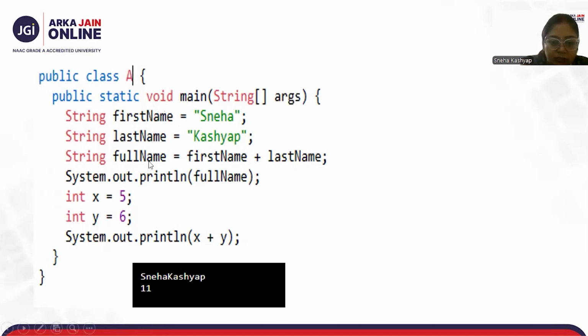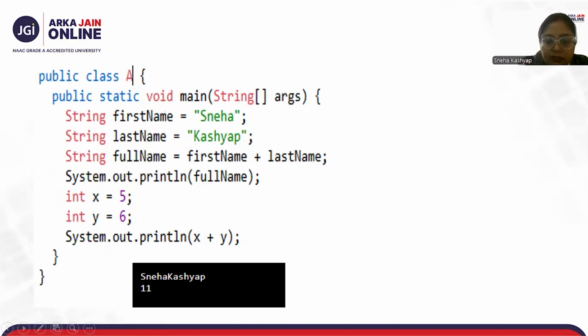Now in the variable full name, what I'm trying to do is print first name plus last name. So I'm using system.out.println to print the full name. Upon giving an add operator here, it is trying to print Sneha Kashyap. Now you can notice that space is not there.